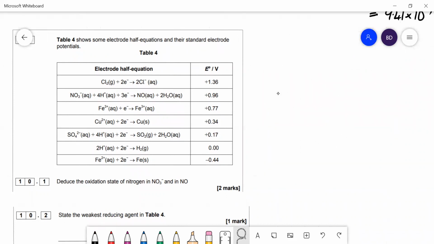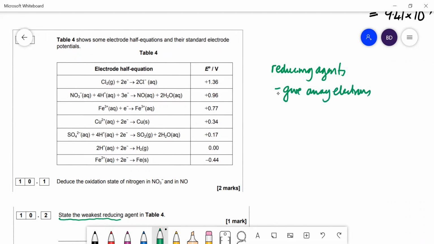Okay, state the weakest reducing agent in table 4. Okay, let's have a look at this then. So what do reducing agents do? They give away electrons. So which is the best reducing agent? Well, first of all, which things can give away electrons? It's things on the right side of the equation, because when these little equations go backwards, they give out electrons. So that right-hand side is all potential reducing agents.